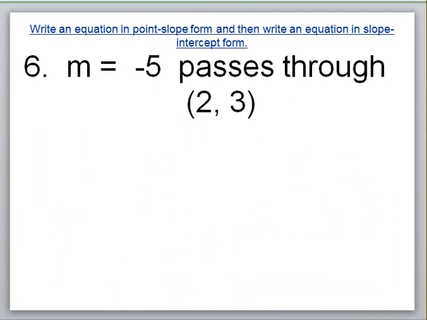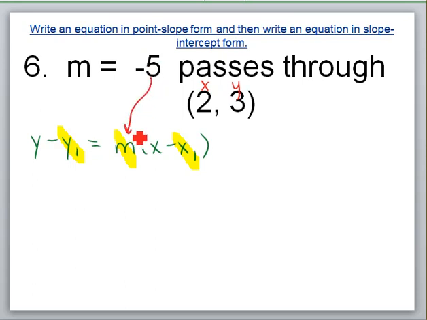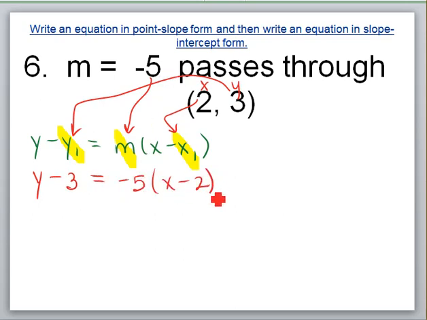Let's try another one of these. So we're going to write it in point slope form first, and then we're going to put it in slope intercept form. So y minus y1 equals m times x minus x sub 1. This is point slope form. Looking at what you have, you're replacing those three values. So I have x and y, and I have my m. So I'm going to place my m in for m, my x in for my x value, and my y in for my y value. So I end up with the answer y minus 3 equals negative 5 times x minus 2.